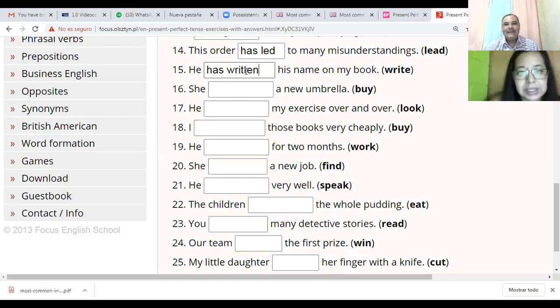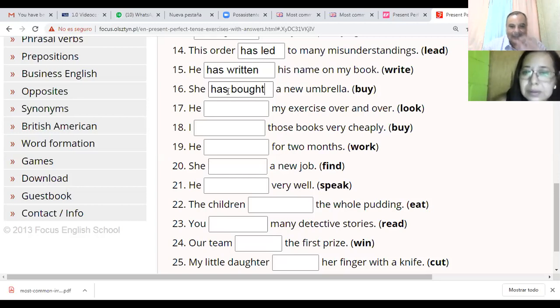She has written his name on my book. Very good. Number 16. She has bought. Very good. She has bought a new umbrella. Okay, very good. Number 17. He has bought a new umbrella.